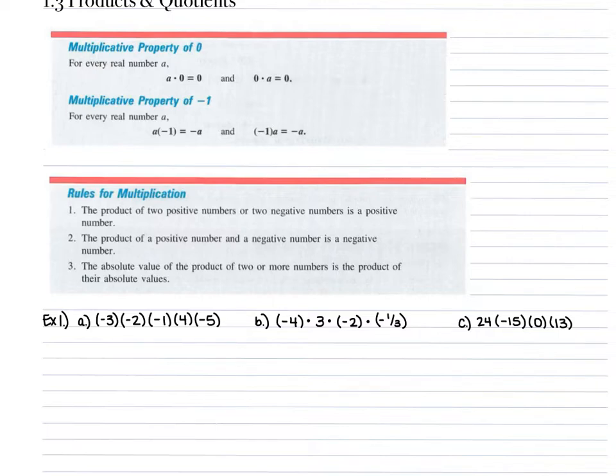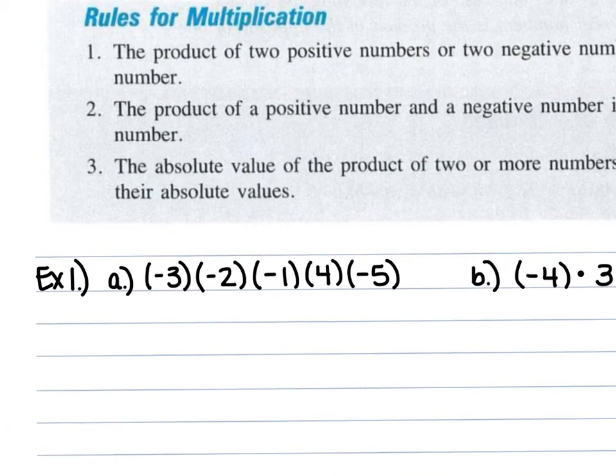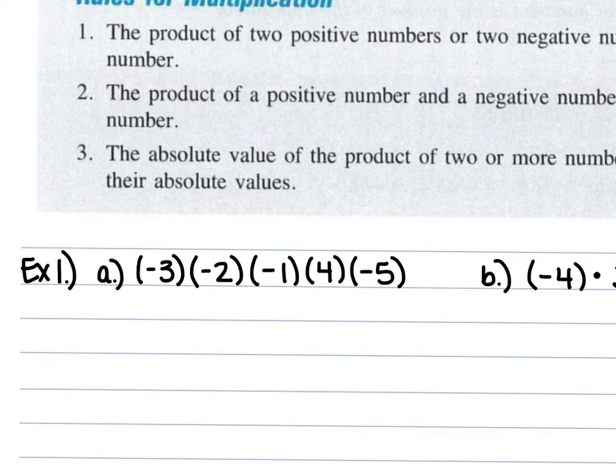Another thing that you can remember is that if you have an odd number of negatives, then your answer is going to be negative. If you have an even number of negatives, your answer is going to be positive. So if we look at example one, we have negative 3 times negative 2 times negative 1 times 4 times negative 5. Looking here, we have 1, 2, 3, 4 negatives, so our answer is going to be positive.